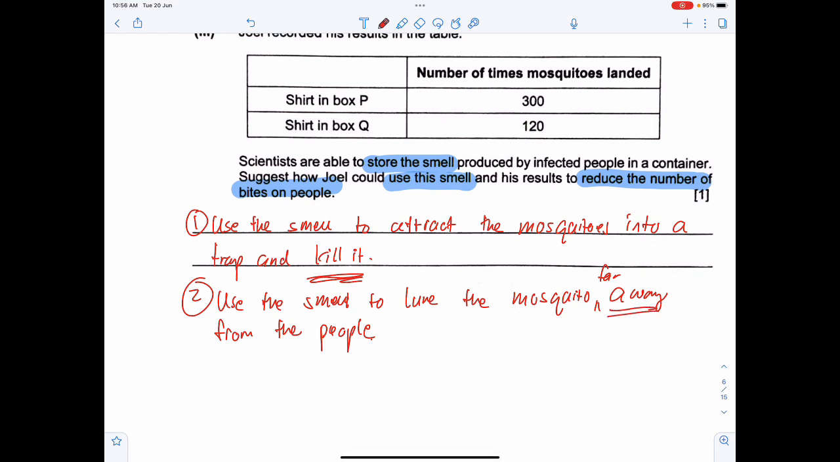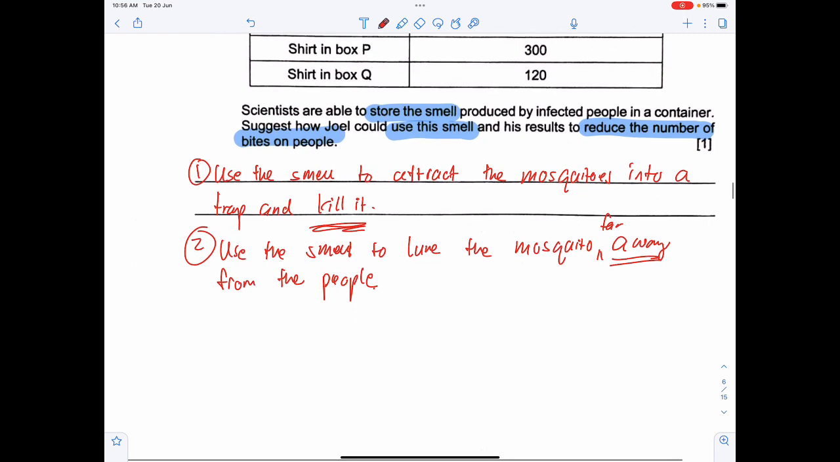So a lot of you say, oh, use the smell to attract the mosquito. But you never say away what? So put the smell next to the person that is attracting the mosquito to the people. No, that's exactly what you all wrote. Take a look at your answer. Use the smell to attract the mosquito. Huh? Then where is the part about it being away from the people? That's the key thing, right? It needs to be away.